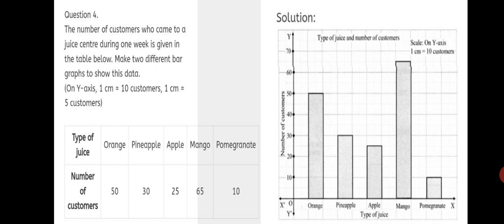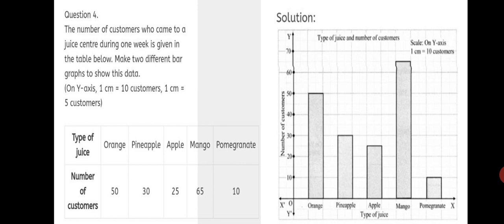Then draw the x-axis and the y-axis. On the x-axis, write the name of the juice. On the y-axis, write the multiples of 10: 10, 20, 30, 40 and so on. Then don't forget to write what it stands for. 10, 20, 30 stands for number of customers, and orange, pineapple stands for type of juice. Also, do not forget to write 0 at the point of intersection of the x and y axis. Fifth step, write the scale. On the y-axis, 1 centimeter is equal to 10 customers. Now you are ready to draw your graph.